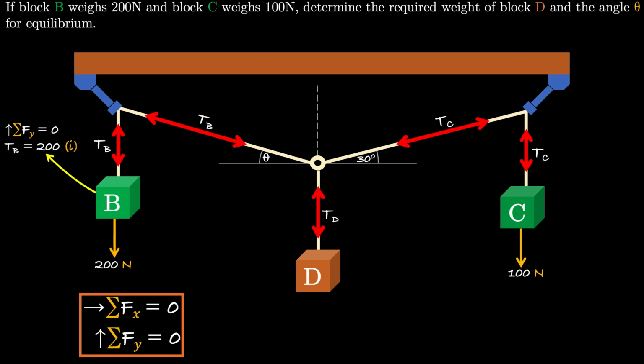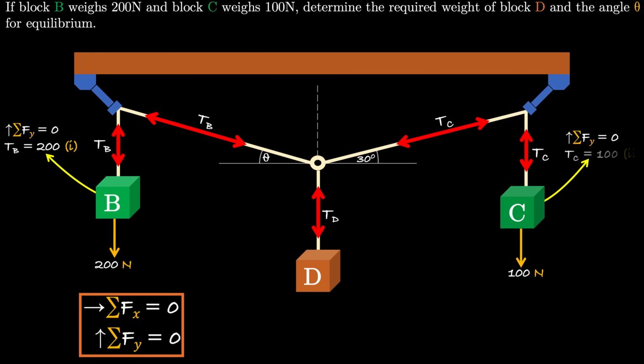Now let's go to block C. On block C, we don't have forces acting along the x-axis, we only have TC acting along the y-axis, and also 100 newtons acting downwards. So TC and 100 newtons should be equal to maintain equilibrium.